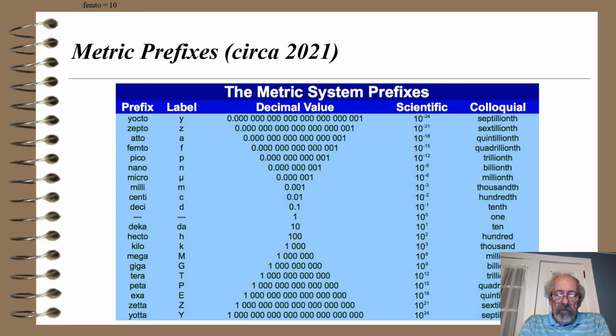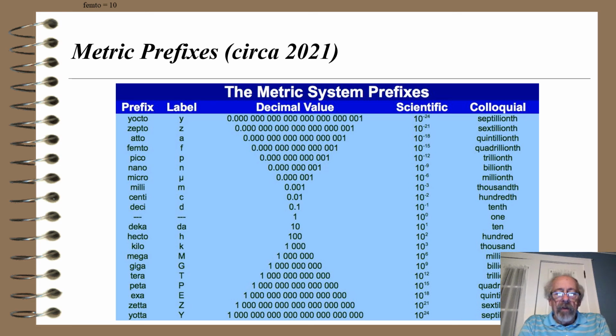Tera is 10 to the 12th. Peta is 10 to the 15th. Exa, or capital E, is 10 to the 18th. Zetta, or capital Z, is 10 to the 21st. And Yotta, or capital Y, is 10 to the 24th. So it turns out that we have a lot of abbreviations for things that are bigger than 1. Notice as soon as you get to mega, they're capitalized. Below that, they are not capitalized.